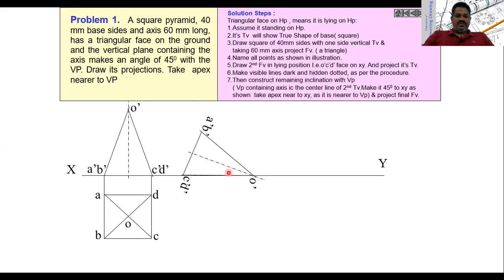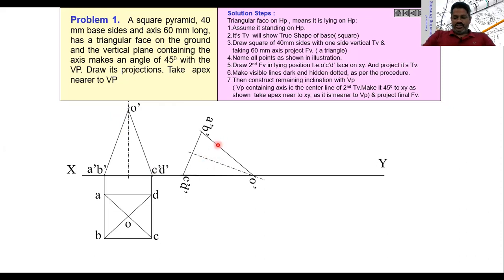Then draw a line which has some inclination, with a compass. Then take the compass, then locate A dash, B dash, and C dash, D dash. The dimensions of this shape and the dimensions of this shape are exactly similar. By using the compass, transfer all the heights, and this will become the front view of the square pyramid when it is lying on HP.